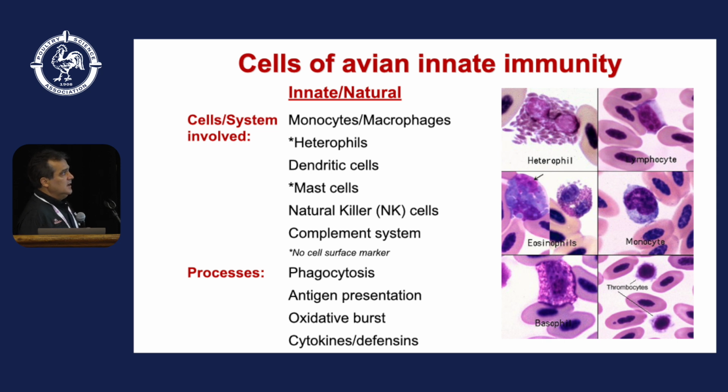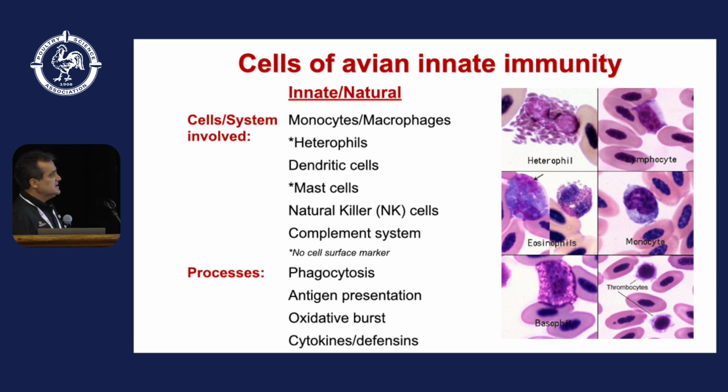Mast cells are granulocytes as well. They use a bunch of granzymes to kill mostly bacteria, but they can also deal with and neutralize larger pathogens. And we also have the complement system.